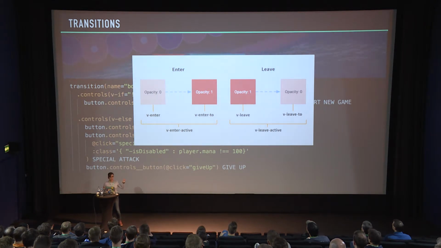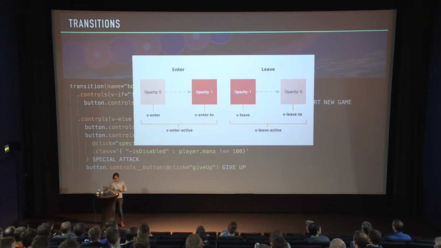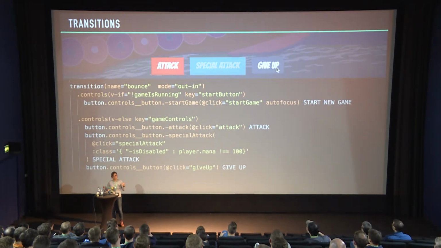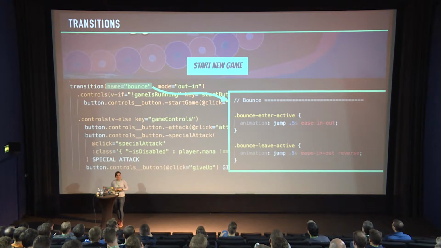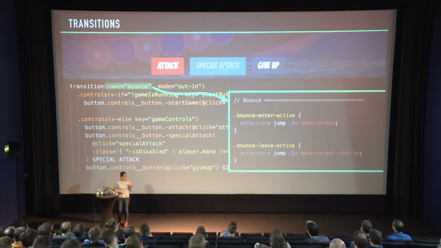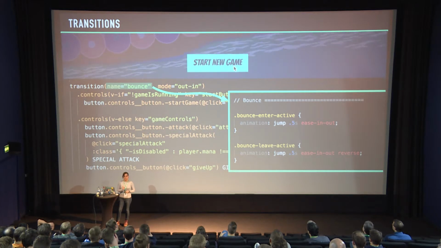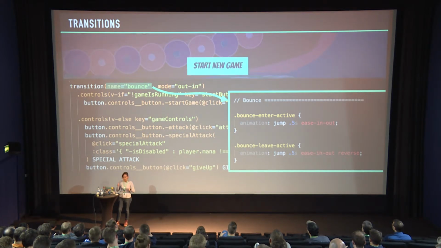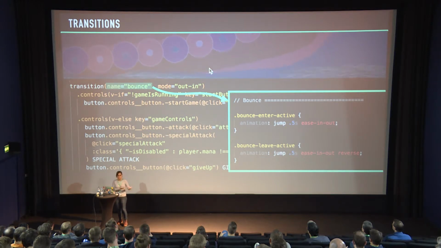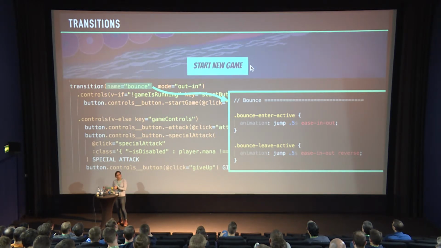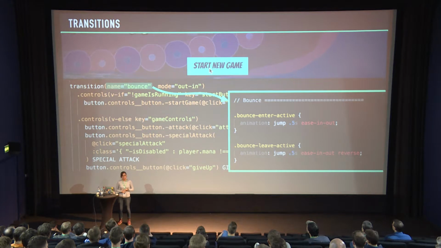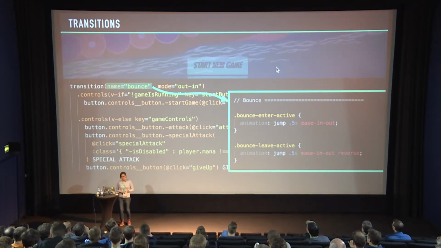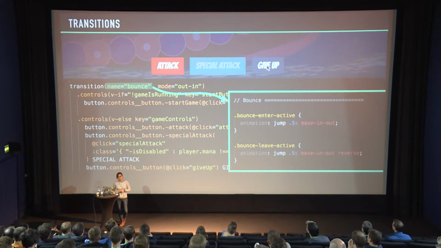These are the events that I mentioned before, and you can access them with JavaScript hooks or with CSS classes. In this specific case, I'm just using CSS classes to make the animation. The way it works is that we define a name for the transition tag. In this case, I named it bounce. Then I just have to use CSS classes with the naming convention defined in the docs, which is basically the name of the transition, bounce, and then the event. So I have bounce-enter-active and bounce-leave-active, which are basically the same thing, but I'm reversing the animation when the element is leaving the DOM.